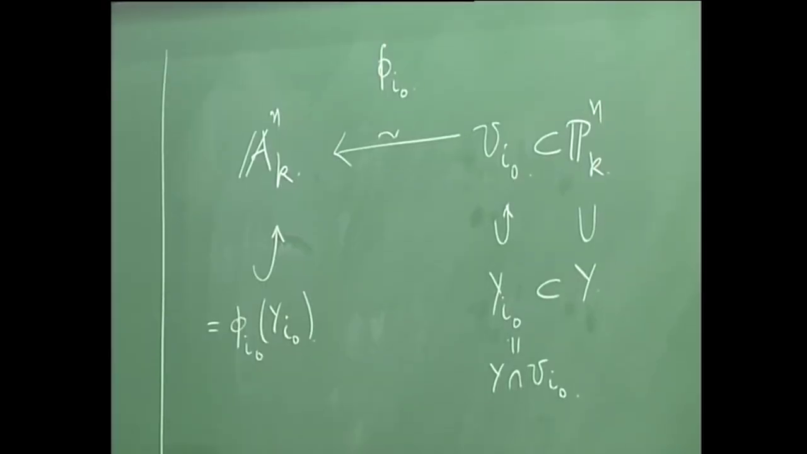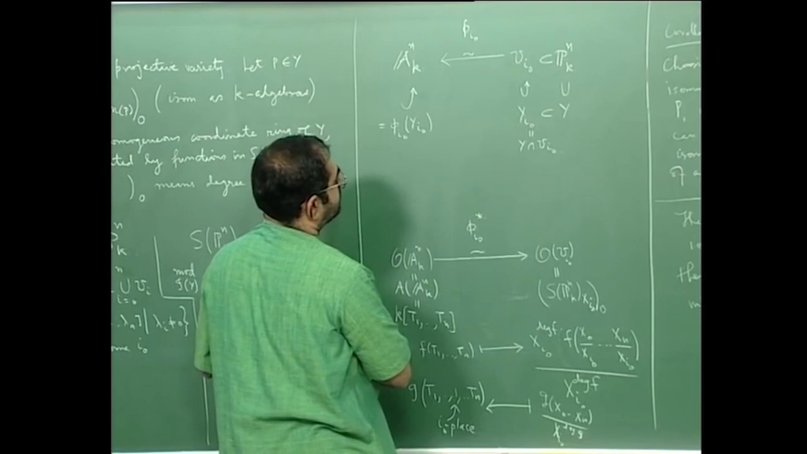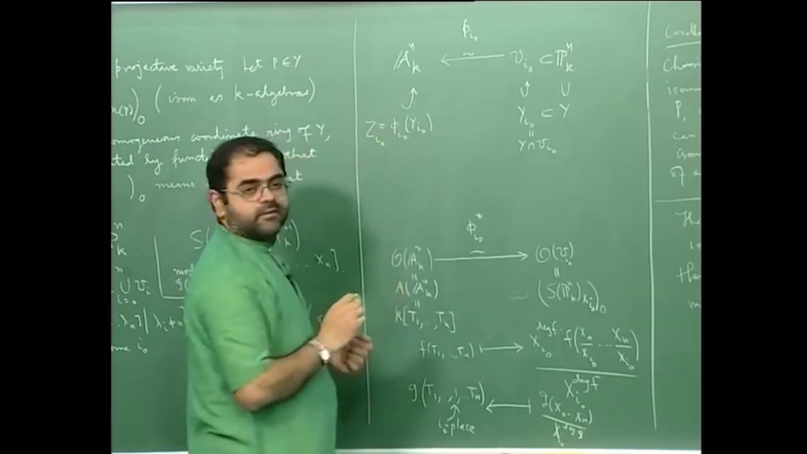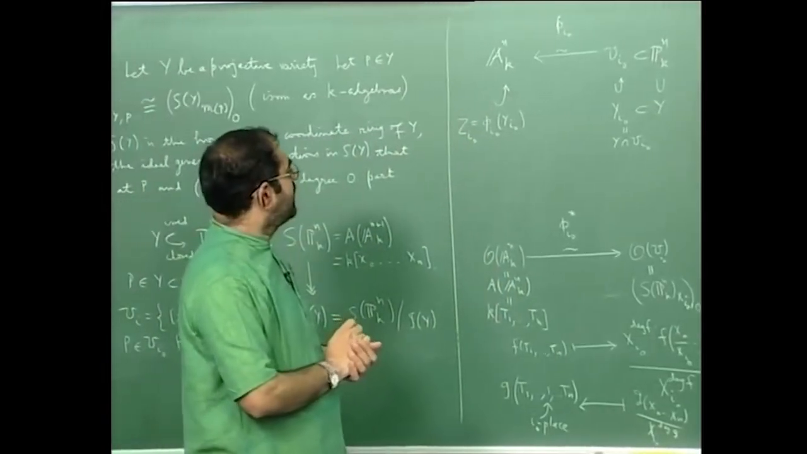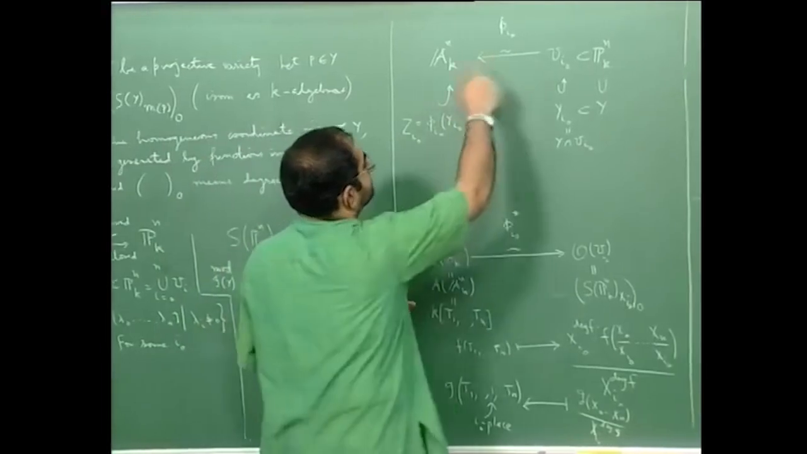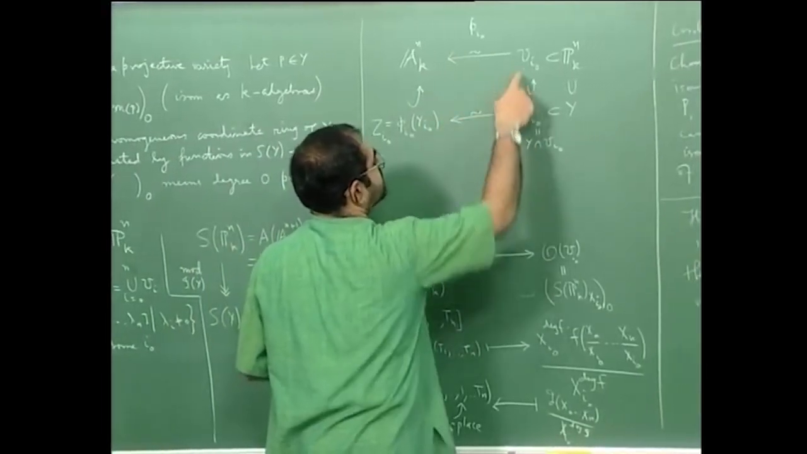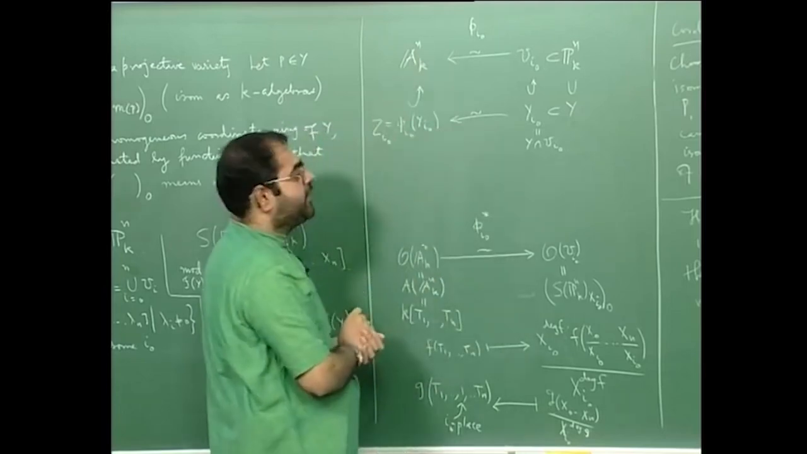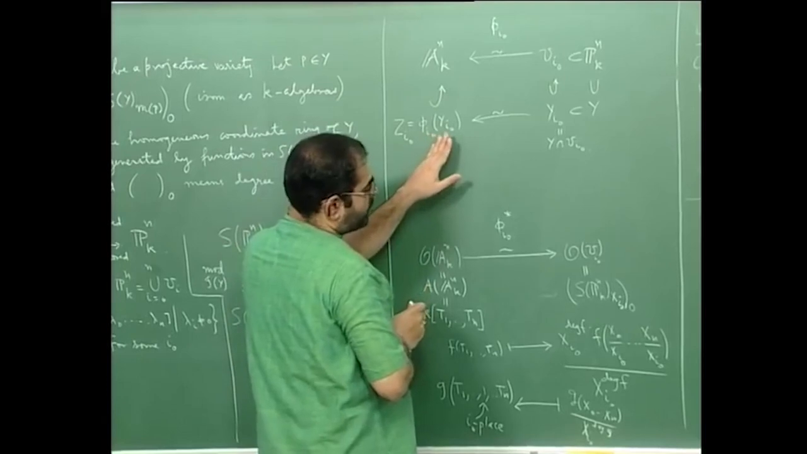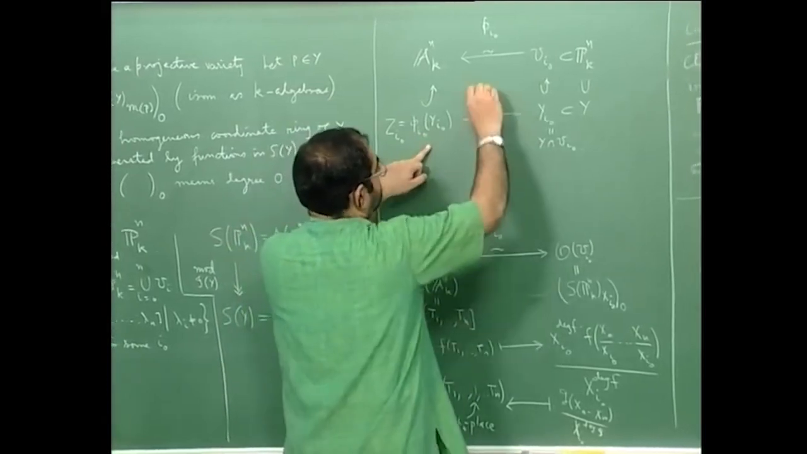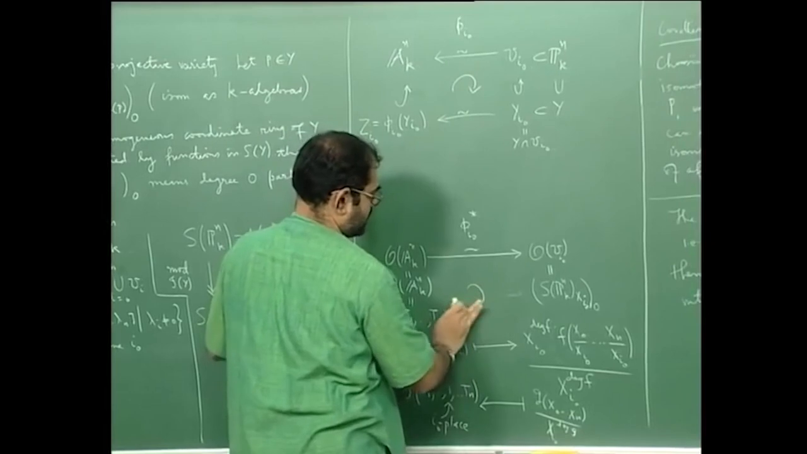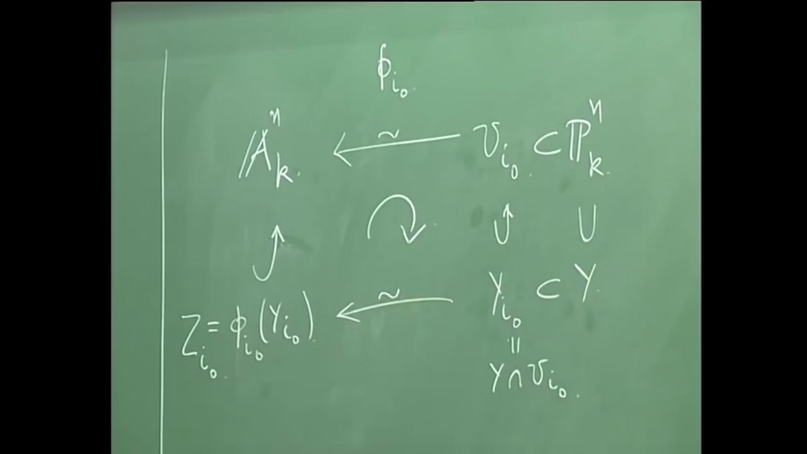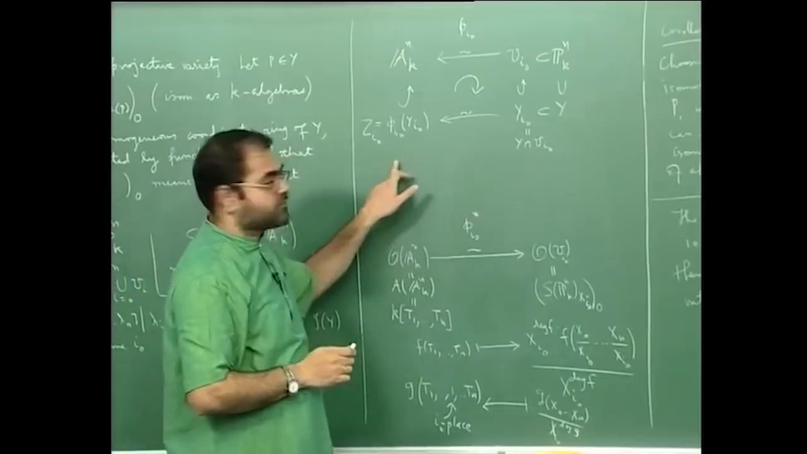I have to give this some name. Let me call it Z_i0. So this isomorphism carries this irreducible closed subset into this irreducible closed subset, but then this is a variety here. And so what is going to happen to this isomorphism? Of course this diagram commutes here. Also the diagram, there is no diagram here. I'm going to draw it in the next board. You can also write down what this isomorphism is.